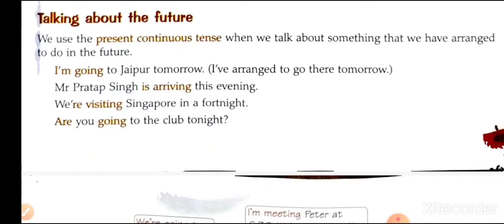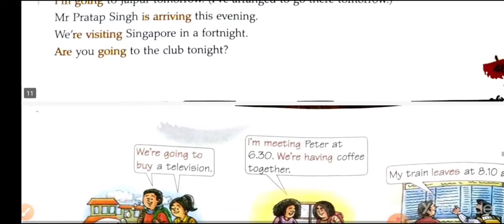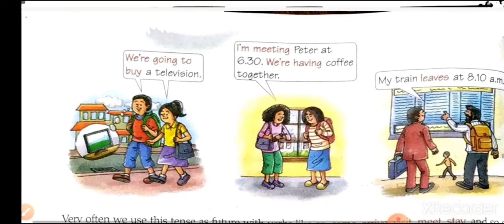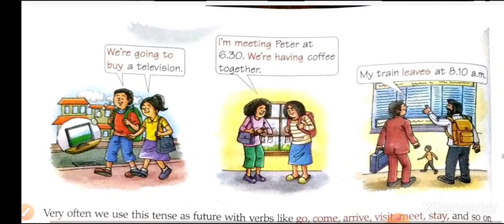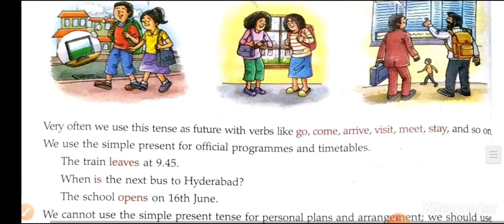I'm going to Jaipur tomorrow. I have arranged to go there tomorrow. Mr. Pratap Singh is arriving this evening. We are visiting Singapore in a fortnight. Are you going to the club tonight? We are going to buy a television. I'm meeting Peter at 6:30. We're having coffee together. My train leaves at 8:10 a.m.